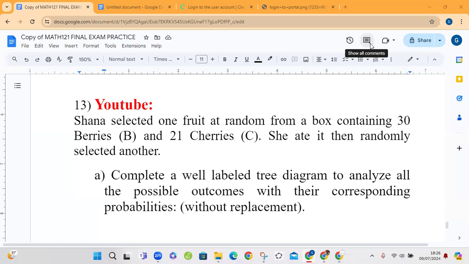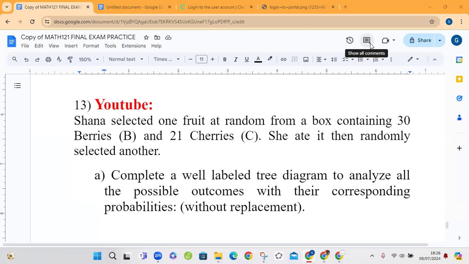Now she ate it, then randomly selected another. So that's two selections, one after the other. And this is an example of selection without replacement, because the first selection, whatever it is, berries or cherries, is eaten. Bear in mind, you're going to come across the word "or" again. Or is an important word in probability, which has its symbol, the union symbol, and the operation is plus.